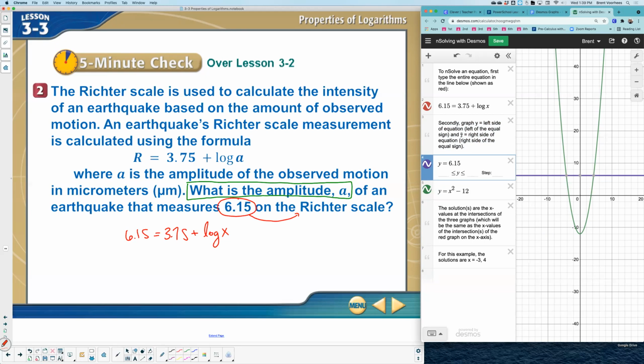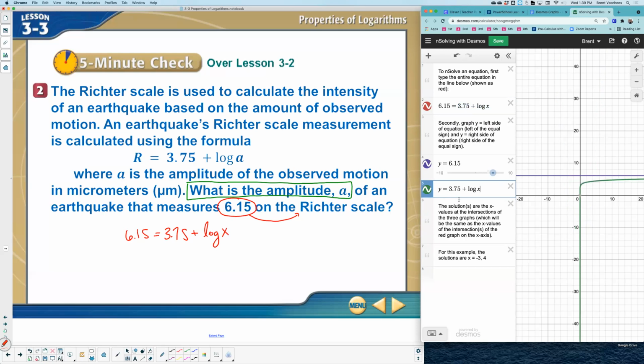Then it says graph y equals the right side, which means the right of the equal sign. So I'm just going to copy this. You can highlight it. Hold down Shift, press C, that'll copy it. And I'm going to highlight this, hold down Shift and press V to paste it. So I just copied and pasted. This says here, down underneath, the solutions, or this one solution depending, are the x values at the intersections of the three graphs. It's the x values. So there should be the intersection of three graphs.